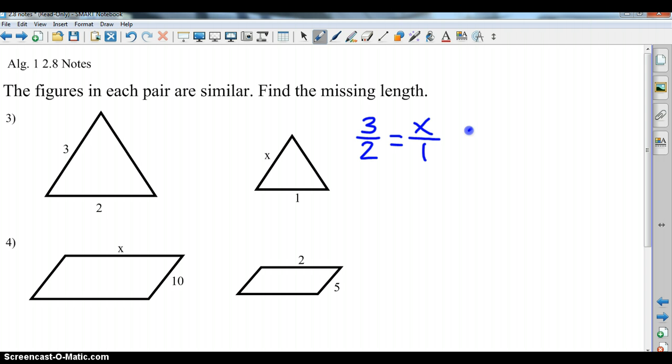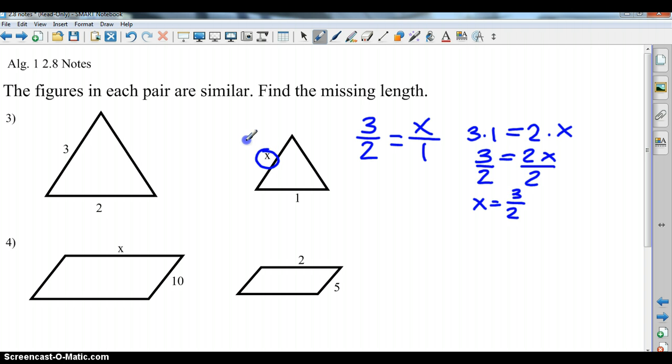So we're going to do 3 times 1 is equal to 2 times x. 3 is equal to 2x. Divide by 2 to get x by itself. X is equal to 3 over 2. So this x right here, that side length is 3/2.